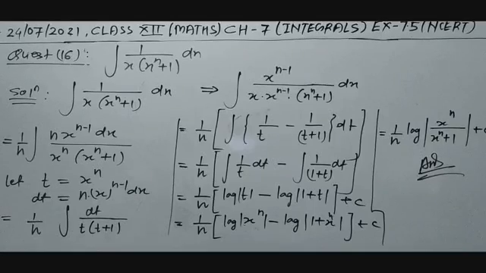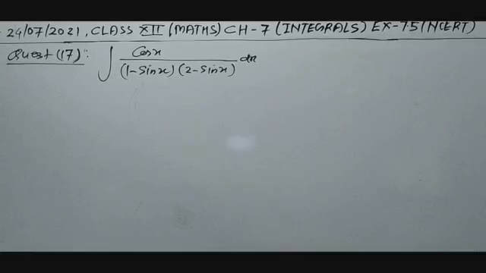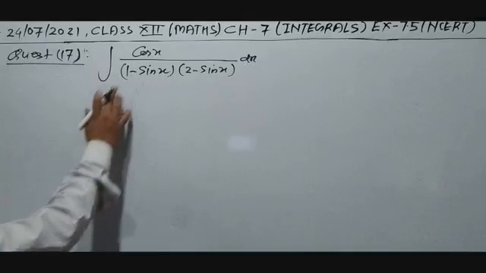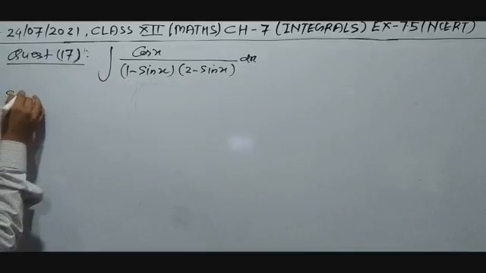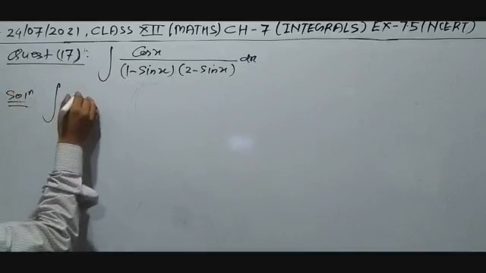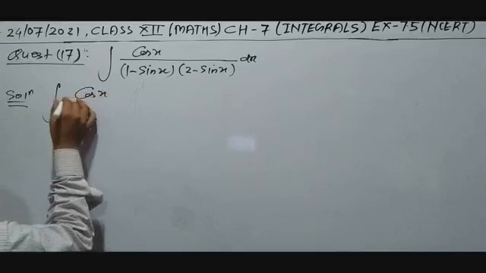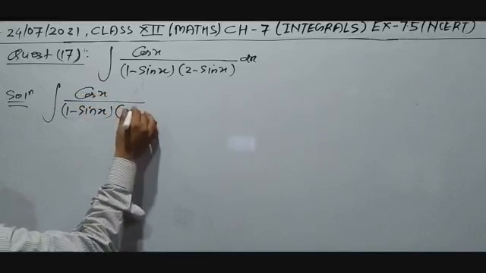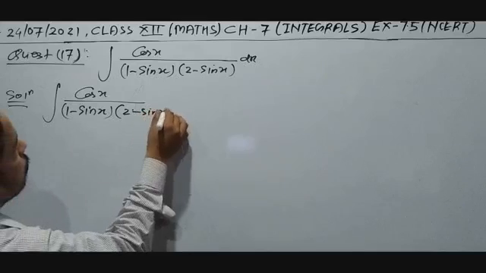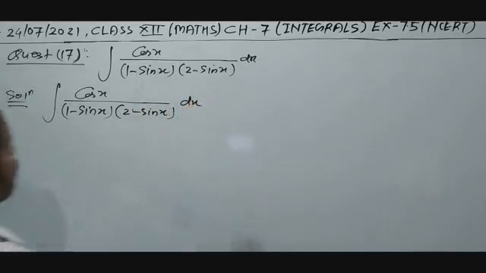Now come to question number 17. Question number 17 is the integration of cos x whole upon (1 minus sin x) into (2 minus sin x) dx. Now class, in this question first of all you have to reduce this function. So solution: given integral cos x whole upon (1 minus sin x)(2 minus sin x) dx.